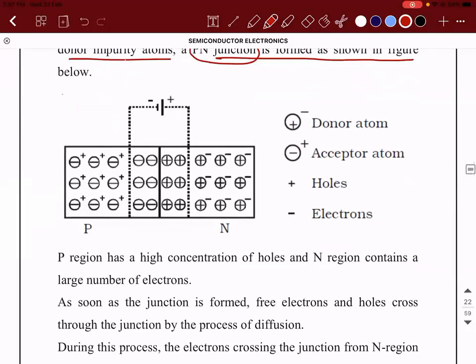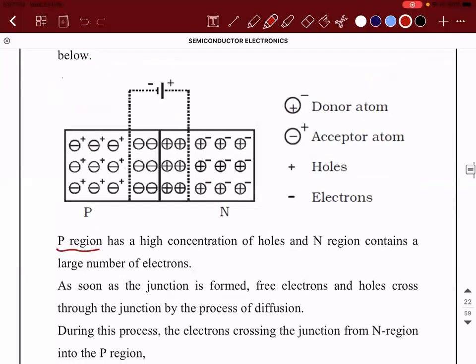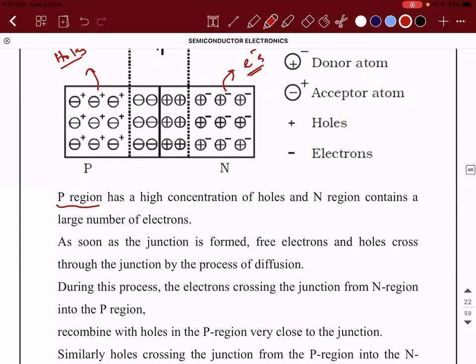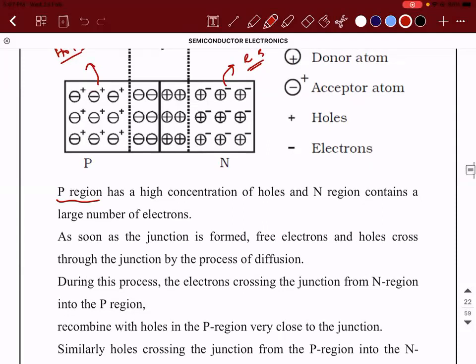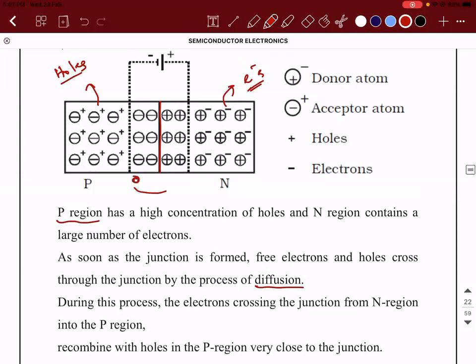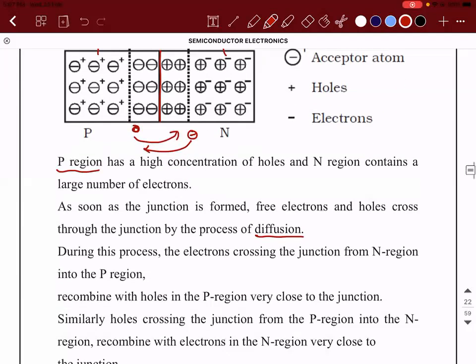Let me explain what happens in this case. We know that the P region, this side, has an excess amount of holes, and this side has an excess amount of electrons. As soon as this junction, this border, is formed, the free electrons present on the N side and the holes present on the P side start moving towards their opposite ends. The holes here will start moving this side and the electrons here start moving this side. It is happening by the process of diffusion.